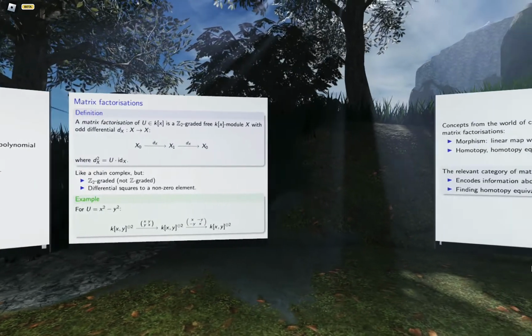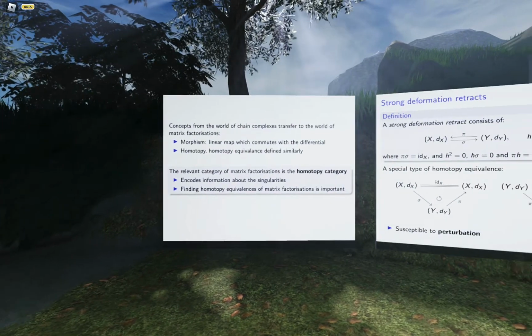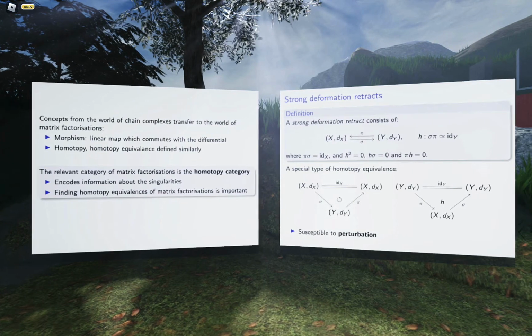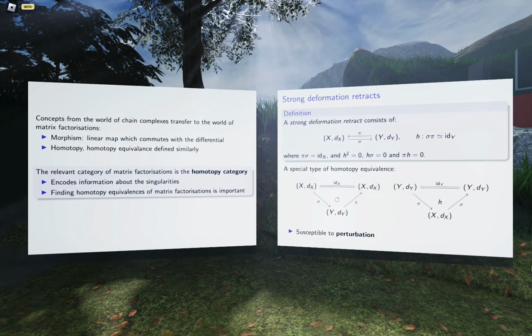And we don't really have the time to go into all the properties of matrix factorizations, but many concepts from the world of chain complexes transfer to the world of matrix factorizations. So the notion of a morphism of matrix factorizations is just a linear map which commutes with the differential. And likewise, we can define things like homotopy and homotopy equivalence in a very similar way to chain complexes. The point being is that the relevant category of matrix factorizations is the homotopy category. So this is a fact that's been well established in the literature.